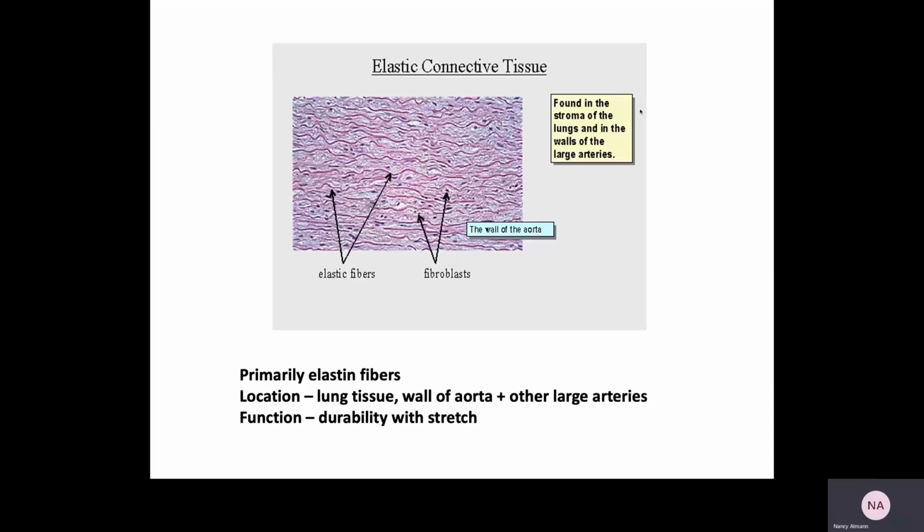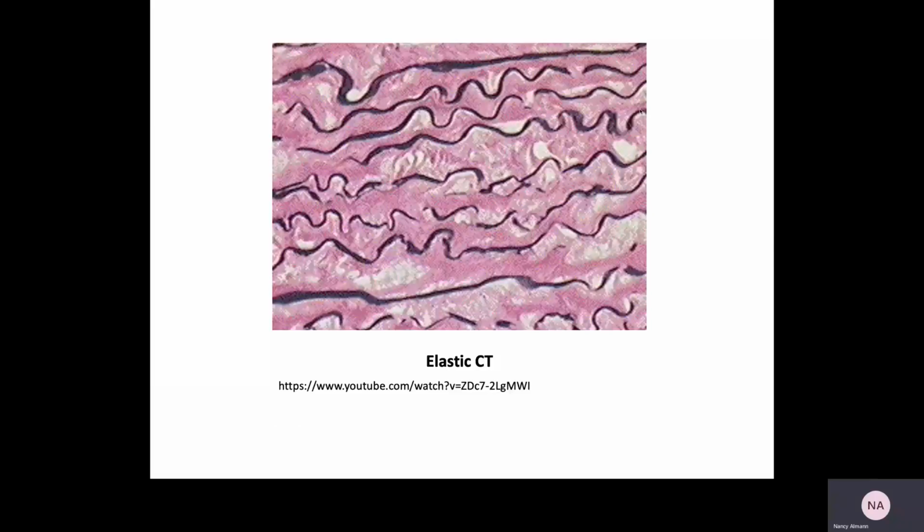Now this one reminds me of the crinkly edges of lasagna noodles, and that is how I used to remember elastic connective tissue, because it looks like those edges of lasagna noodles.